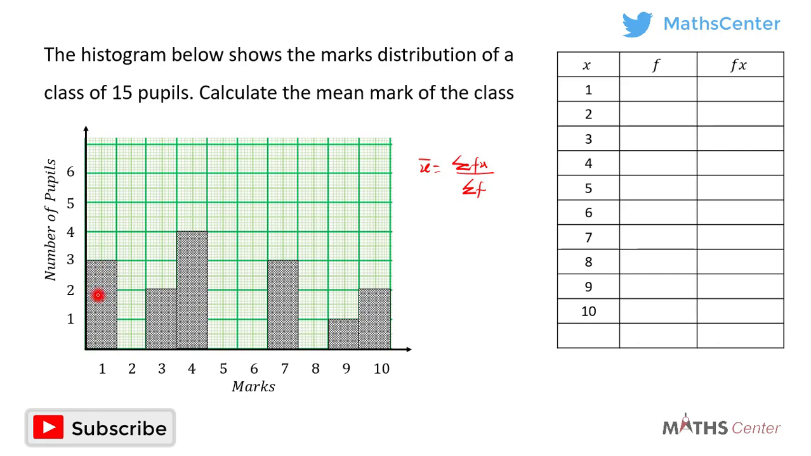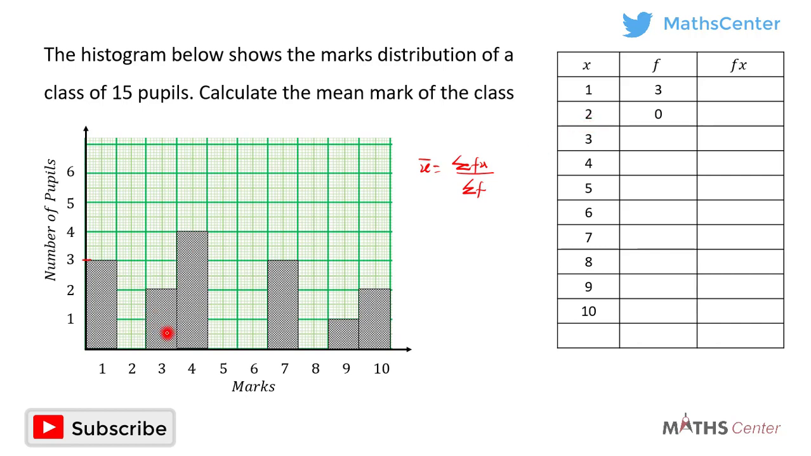For the first one, which is mark 1, we can see that the frequency is 3. So f for 1 is 3. The next one is mark 2. As we can see, there is no bar for it. So what it means is that the frequency for mark 2 is 0, which means that no one in the class scored a mark of 2.